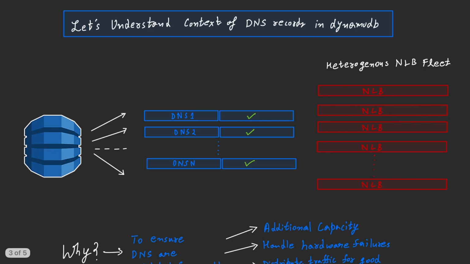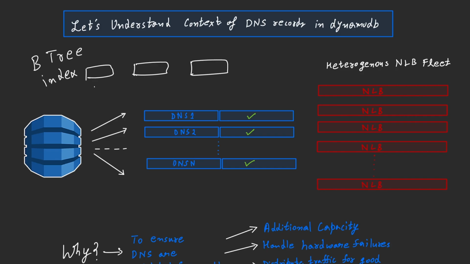So let's understand this. We know DynamoDB is just a distributed service which uses B-tree indexes. Suppose this node can be in availability zone 1, this can be in availability zone 2, and this can be in region 2 and availability zone 1. So what exactly is happening here? DynamoDB table data is copied on all three nodes in these locations, and B-tree indexes are also copied.